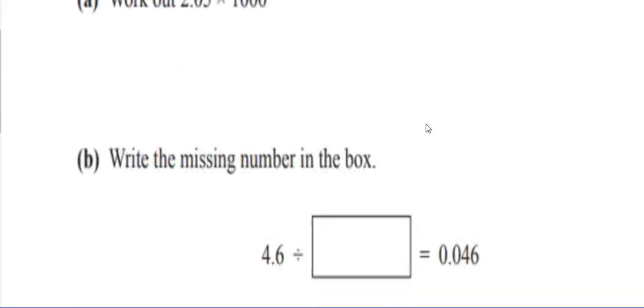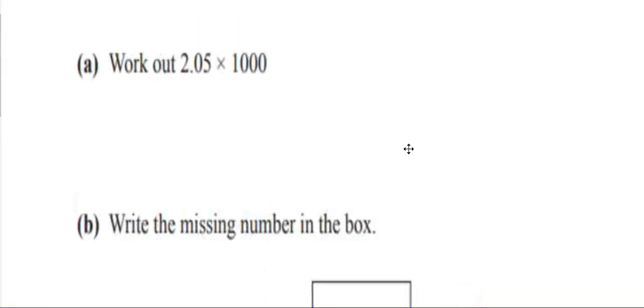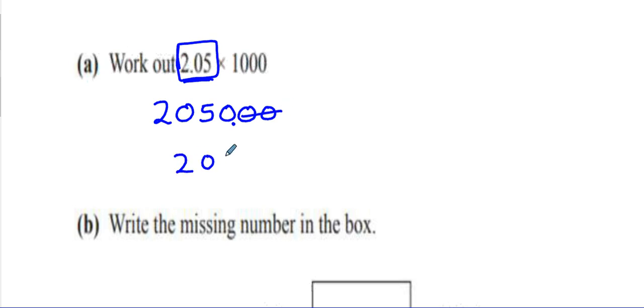Okay, work out 2.05 times 1000. Remember what we discussed. Ignore the decimal point. Keep it like this. Then multiply by 1000. Just keep the 3 zeros over here. Then count how many decimal places you have here. You have 2 decimal places. So count 2 numbers from your right hand side, and this will be where the decimal point will be. So these zeros will go, and the answer remains 2050. This is your answer. So the answer here will be 2050.